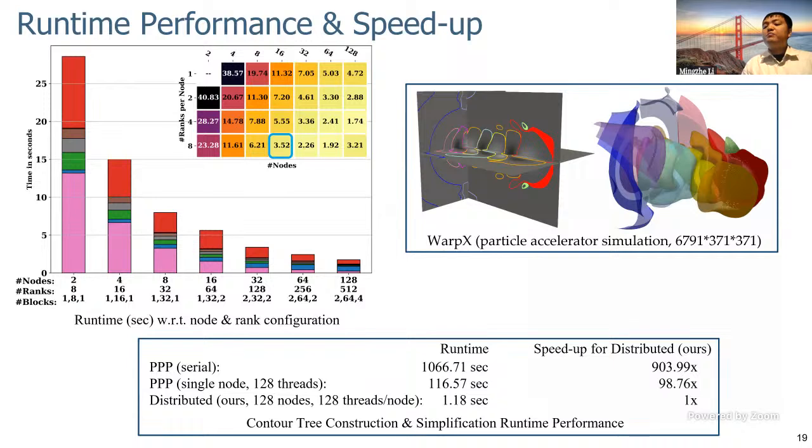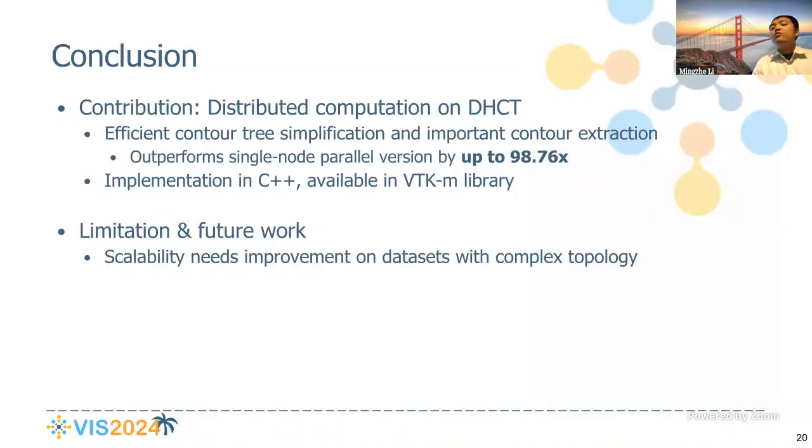We then check the speedup of our implementation over the serial and single-node parallel implementation. The best performance of our implementation outperforms the serial implementation by more than 900 times. Even comparing against the parallel version, which already exploits 128 threads for parallelization, our algorithm can still outperform it by up to 98 times.